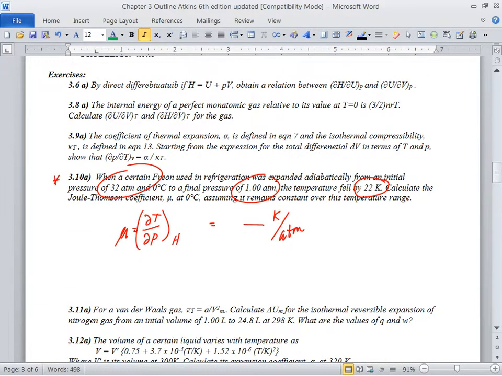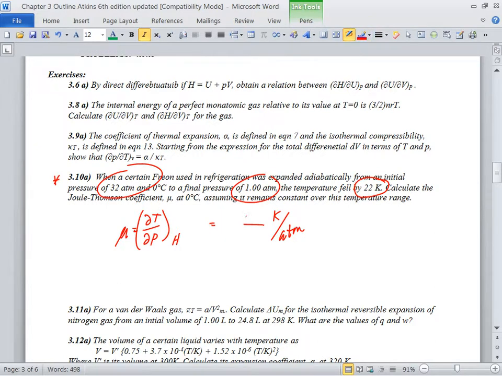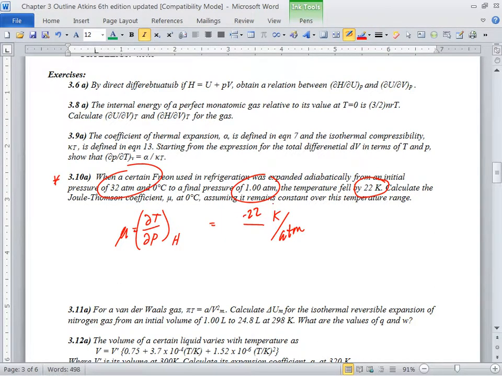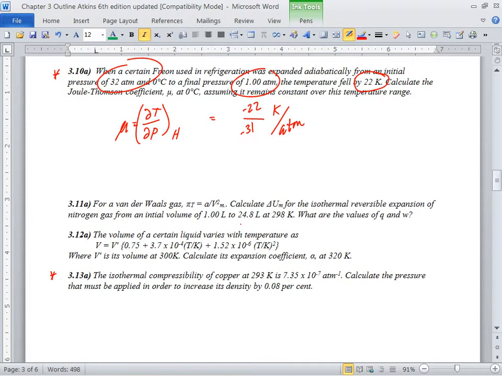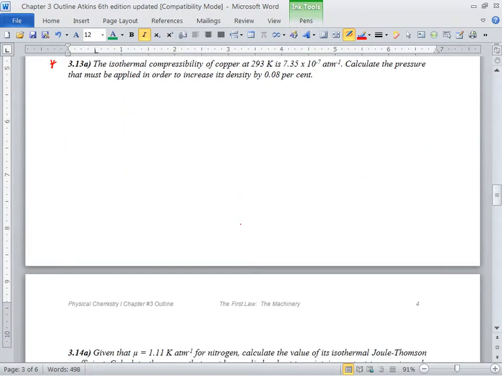Just divide the delta T over the delta P. Delta T is what? Negative 22 divided by, what's the change in pressure? 1 minus 32. Right, that would be a negative 31. Right. And just get your answer. For 13.